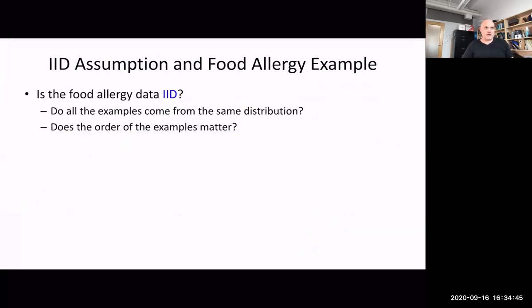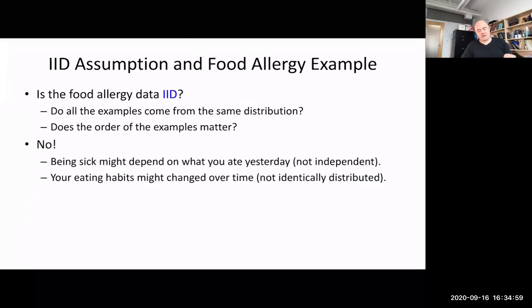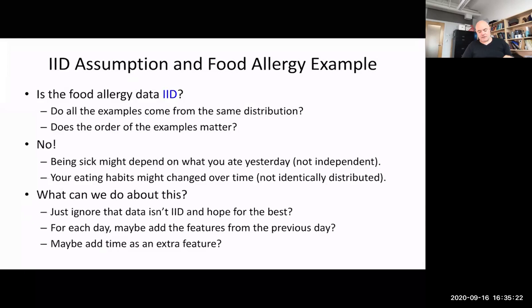So we talked about this in the food allergy case. Is the food allergy data IID? Do all the examples come from the same distribution? Does the order of the examples matter? You can argue no, fairly reasonably. Obviously, we already talked about the fact that what you eat on the previous day can influence whether or not you get sick. So probably the rows, if they're collected on a day in and day out basis, are not actually independent. And your eating habits might change over time, so there might be a drift in the data, so they're not actually IID.